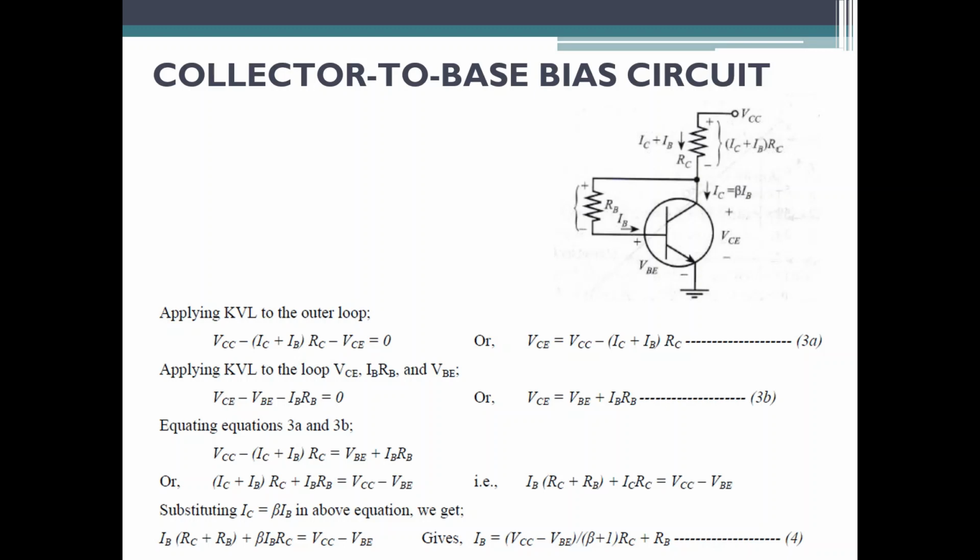In this video session, we'll check regarding the collector to base bias circuit and the voltage divider bias circuit, which are two different circuits used for the biasing of BJTs. In the previous video session, we checked the basics of BJT and studied one of the methods using which we can turn on the transistor.